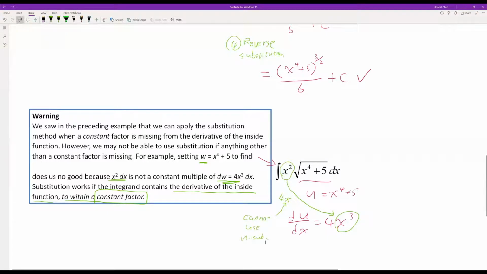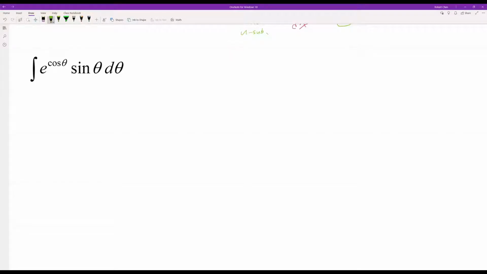All right. So let's take a look at another example. All right, here we go. We have the integral of e to the power of cosine theta times sine theta. So take a second to think about what your inner function is.